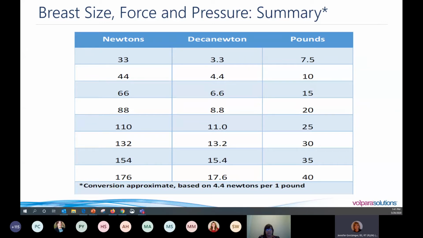A lot of the information in Volpara Enterprise is measured in newtons or kilopascals. So if you do want this conversion, here's a great form for you to use. Just so everyone understands what the conversion is, approximately 4.4 newtons per 1 pound is what the conversion chart shows.